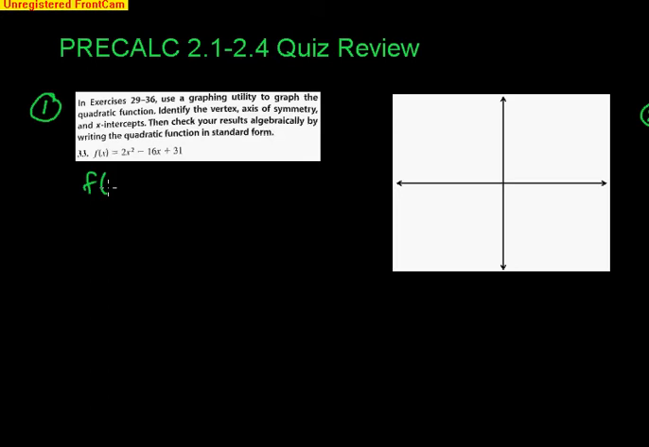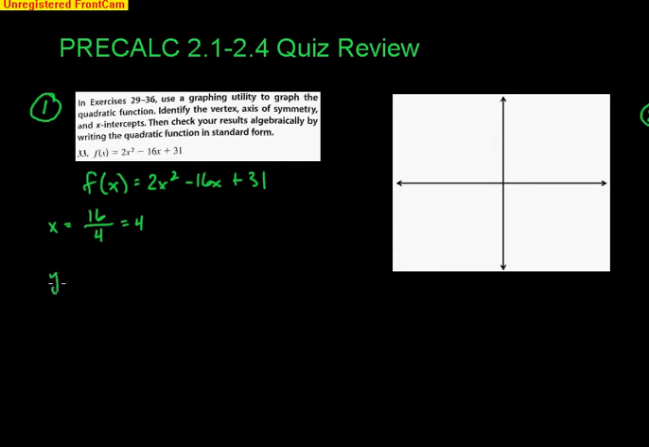It says f of x equals 2x squared minus 16x plus 31. And your job is to graph this, of course. And to do this, first you have to find the vertex. The vertex we're going to do by the negative b over 2a method. So to find the vertex, we first take a look at the x-coordinate. Negative b, opposite of negative 16 is positive 16 over 2a. 2 times 2 is 4. Your x value is 4.